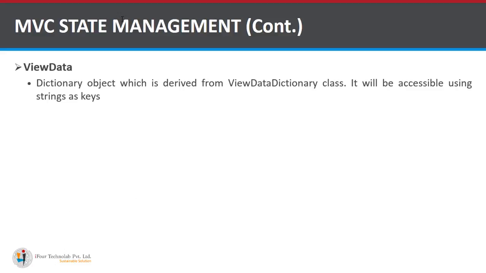ViewData. Mostly MVC uses ViewData, ViewBag and TempData. So what is ViewData? It is a dictionary object which is derived from the ViewDataDictionary class. It will be accessible using a string as keys. For example, you can write ViewData inside square brackets with a string, and then you write your value.